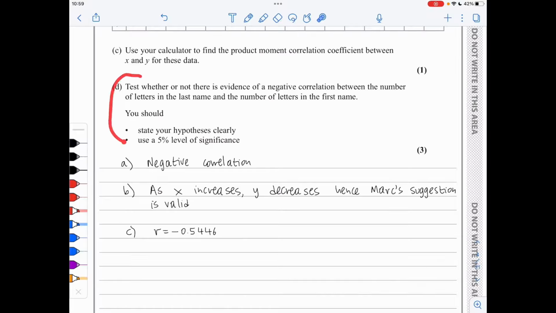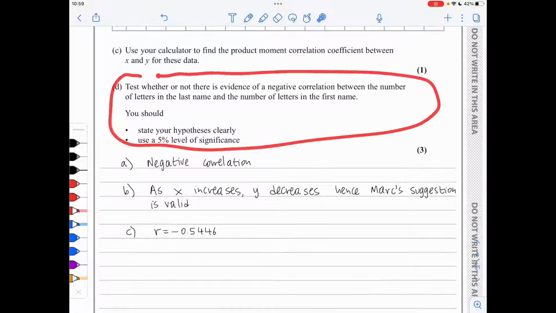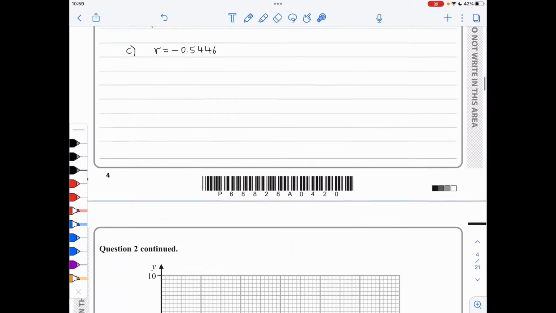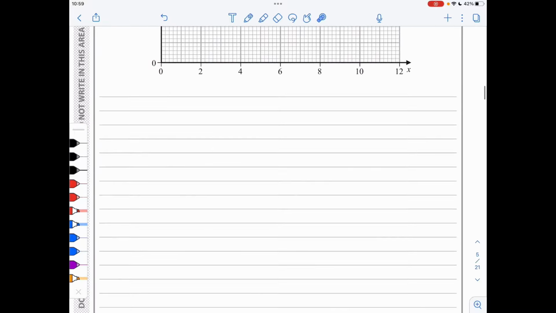Finally, part D, we need to test whether or not there is evidence of a negative correlation between the number of letters in the last name and the number of letters in the first name. So we need to conduct a hypothesis test here. So I will start by writing out my hypothesis. So my null hypothesis H0 is that rho is 0. The population correlation is 0. The alternative is that rho is negative. I'm working at a 5% level of significance.